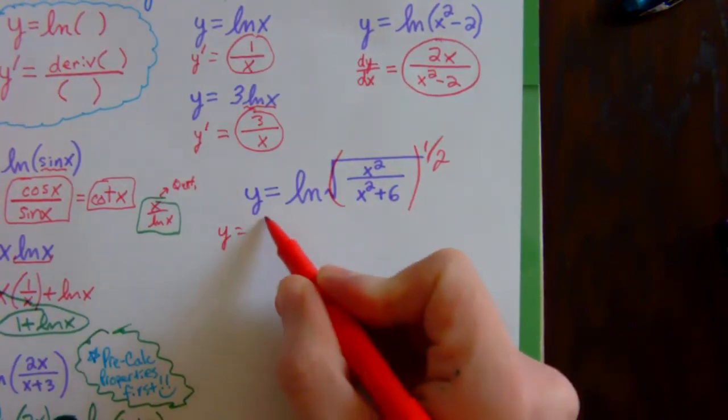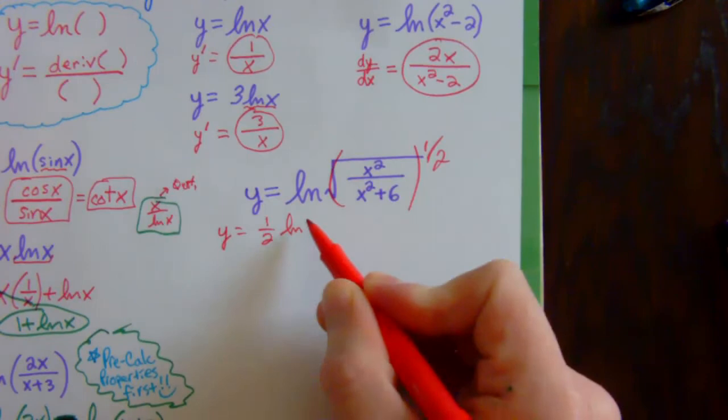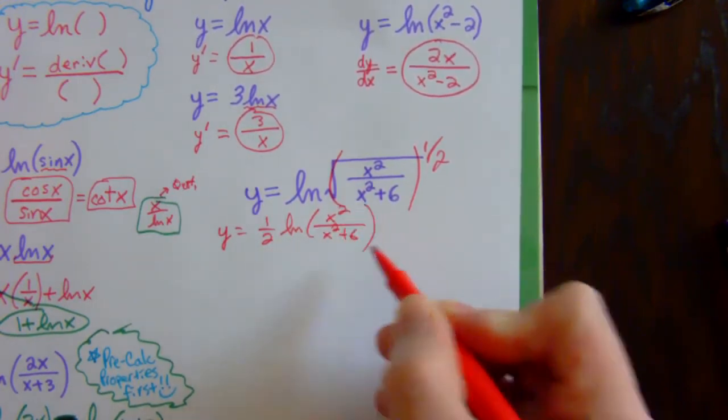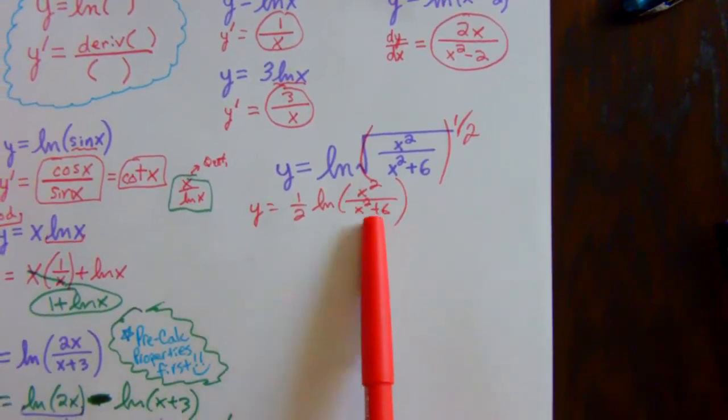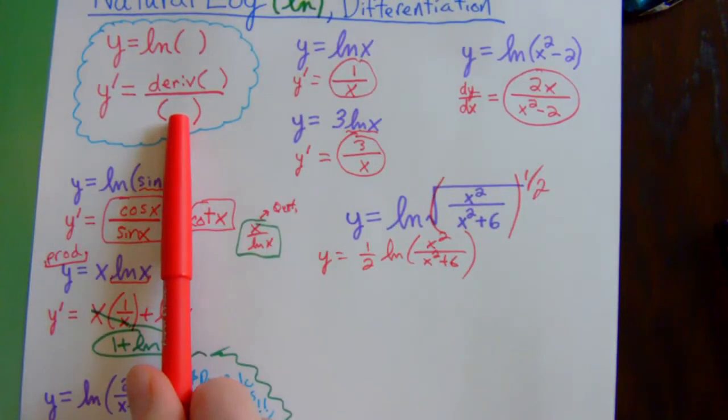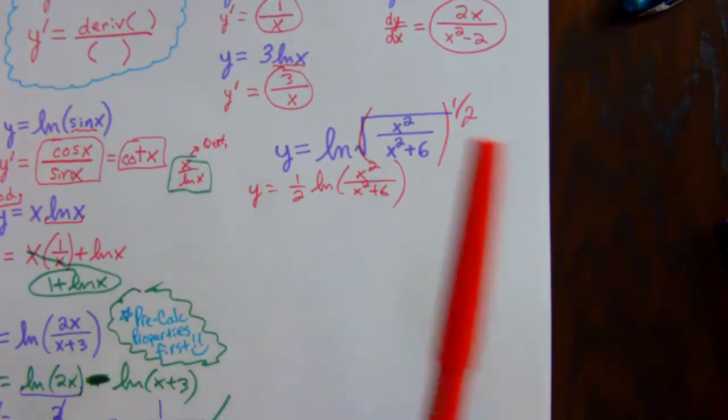So I'm rewriting this as 1/2 times the ln of that fraction. And then if you have the ln of a product or the ln of a quotient, use your pre-calc properties first before you go straight to that. Use your pre-calc properties, break this stuff up first.